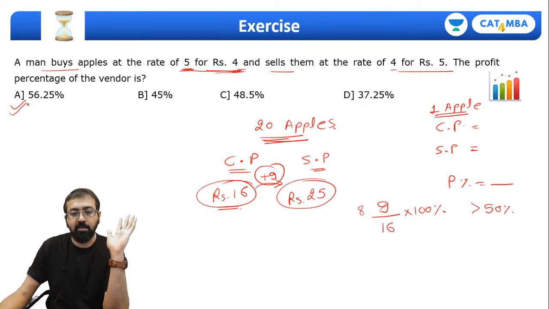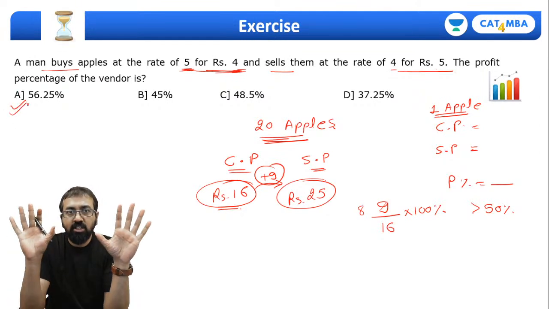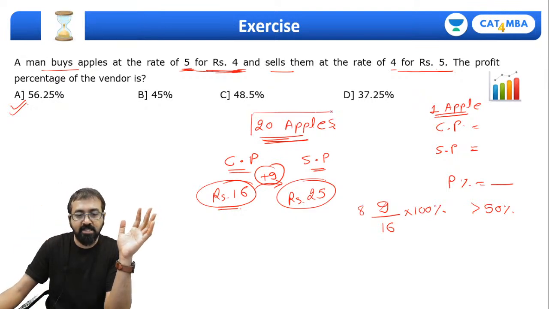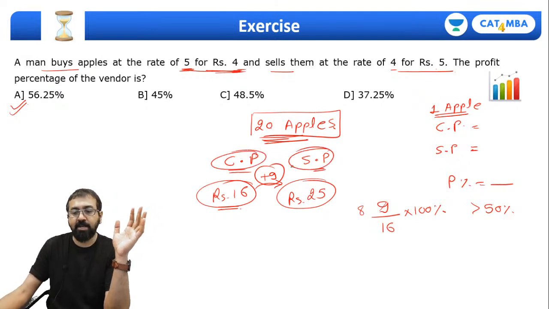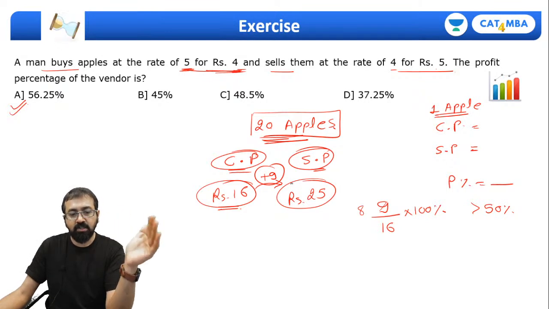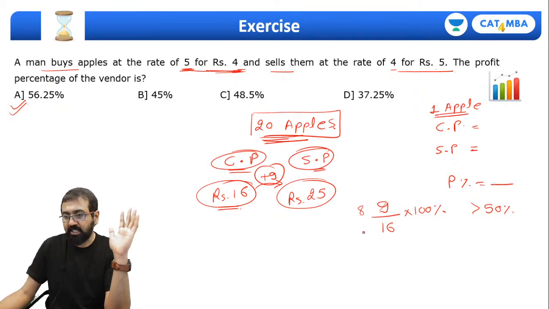You should straight away tick mark this. Guys, are you all clear with this problem? What I did is I fixed the number of apples that I bought, and I calculated the cost price of these 20 apples and the selling price of these 20 apples. As simple as that. So that's how I can calculate profit percentage.